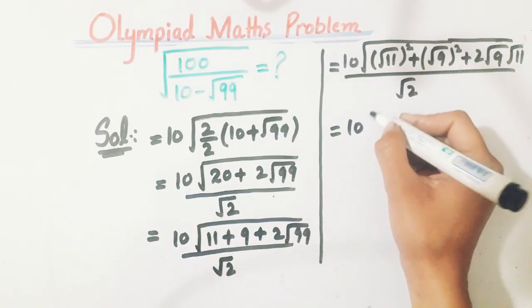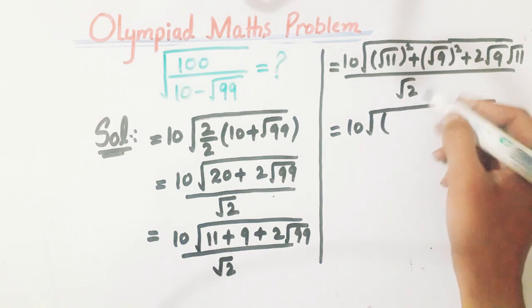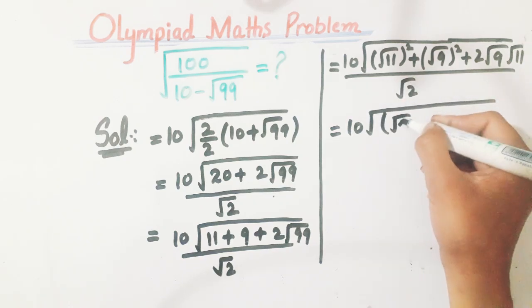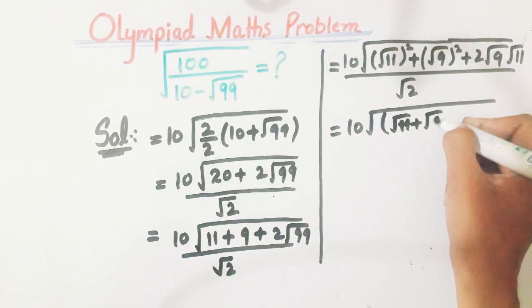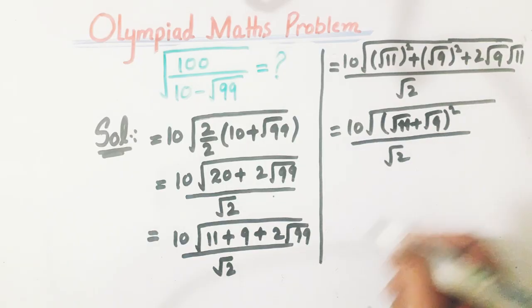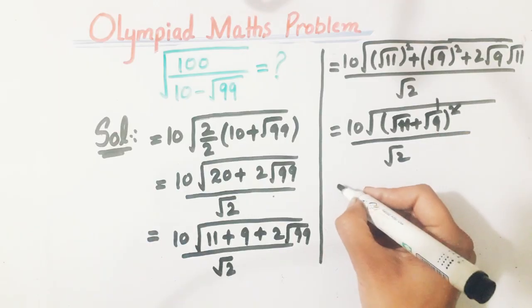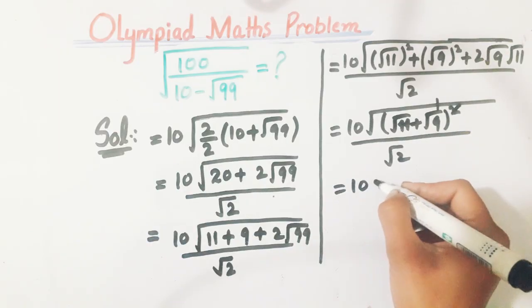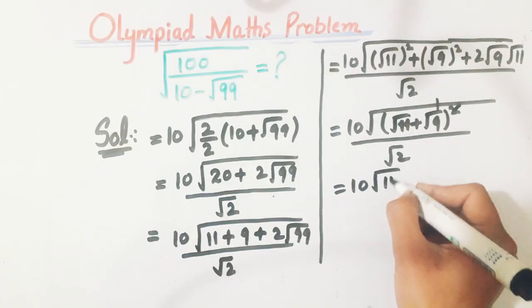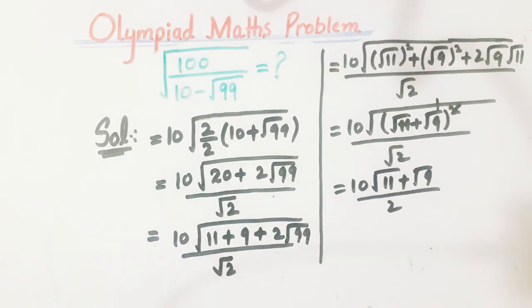Now 10 into, this will become 11 plus 9 whole square and divided by root 2. This square is cancelled out by this square root. So we have 10 into root 11 plus root 9 divided by 2.